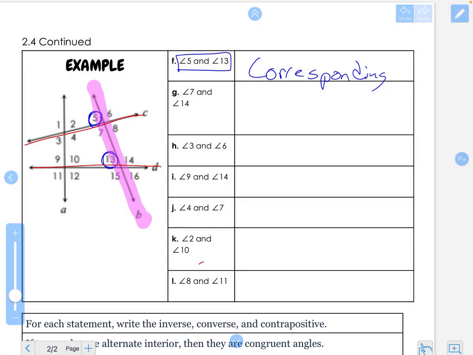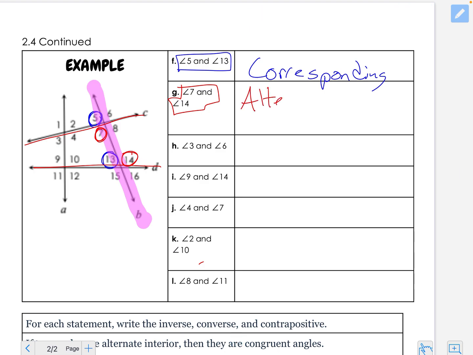Next, we're going to look at 7 and 14. So I'm going to circle 7 and I'm going to circle 14. We're still using the same transversal. We're still using B because B crosses C and D, and so that's what makes B our transversal. I know that they're both interior, so they're either going to be consecutive, which means they're on the same side, or they're going to be alternate, which means they're on opposite sides. Since they're on opposite sides of the transversal, I know these are alternate interior angles.